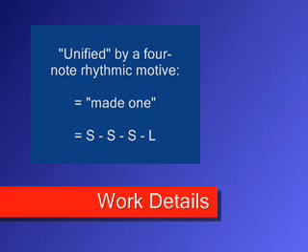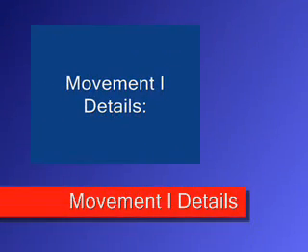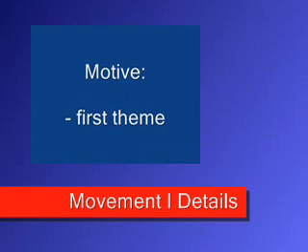So let's examine each movement in turn, and as we do so, let's identify how the motive is manifested in it, and let's take a look at any other outstanding features of the movements as well. Let's begin by examining the first movement of this composition. The 4-note rhythmic motive is heard right at the beginning of the movement, and it is heard in the first theme. Ba-ba-ba-bom.